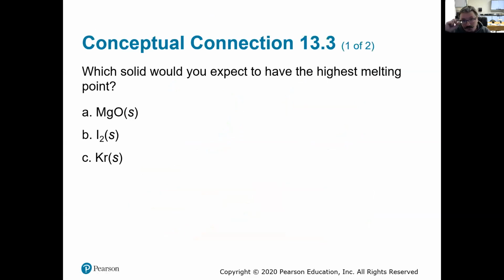So conceptual question, which solid would you expect to have the highest melting point? So we've got to look at all three of these and identify what they are. Here we've got magnesium oxide. So I've got a metal and I've got a non-metal. What is that? Ionic. So we've got an ionic crystalline solid.